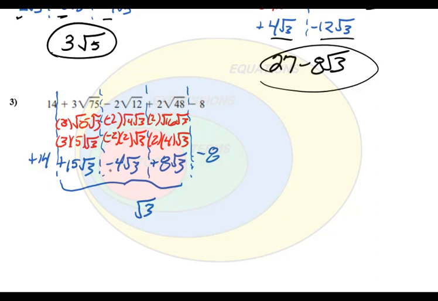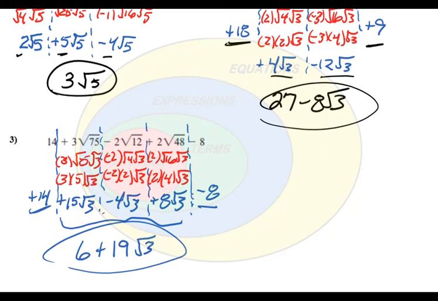We have 15 and negative 4 is 11 and 8 is 19. This would be 19 square root of 3. And then, of course, we have 14 and negative 8, which would be 6. So it would be 6 plus 19 square root of 3. So again, the key is to recognize perfect square factors underneath the radical.